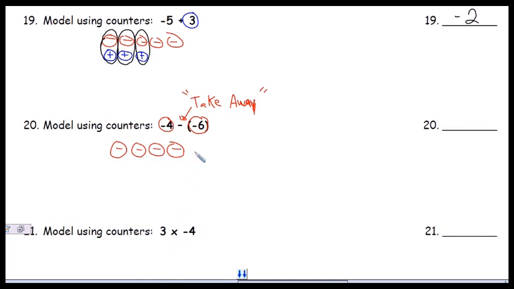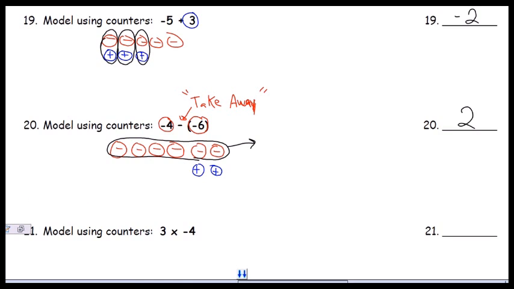So that means I'm going to have to wait for 2 more couples to come in so that you can have 2 extra girls. Once those 2 couples come in, you have the 4 that you started with, and these 2 girls from the couples, those are 6 negatives that you can take away. From the 0 pairs, I'm going to take those 2 negatives out. So the only thing I have left is 2 positives, which is my answer, +2.